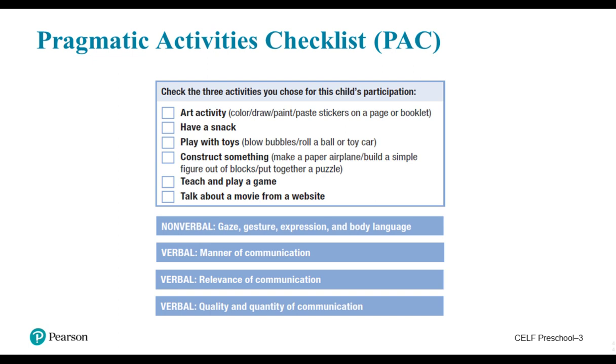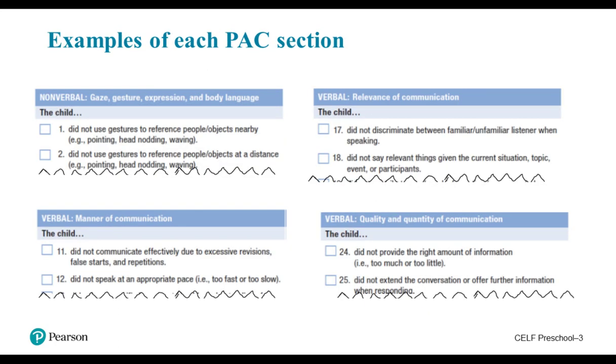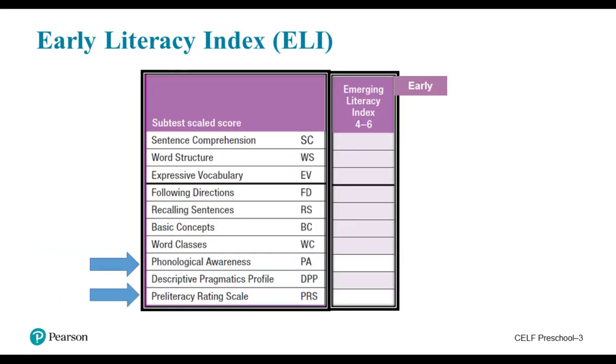Carefully review the checklist before working with the child to identify the behaviors to observe and provide the child with frequent opportunities to demonstrate the behaviors. So you can do this by violating conversational rules or sabotaging your activities to elicit the pragmatic behaviors that you're specifically targeting. These are examples of the items in each of the sections of the Pragmatics Activities Checklist. You have items that target nonverbal as well as verbal communication behaviors.